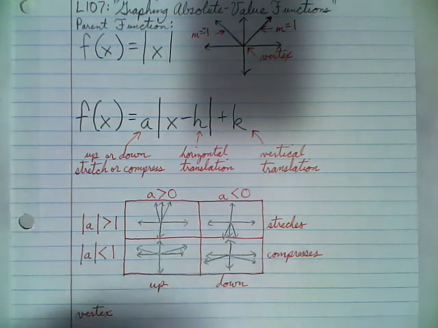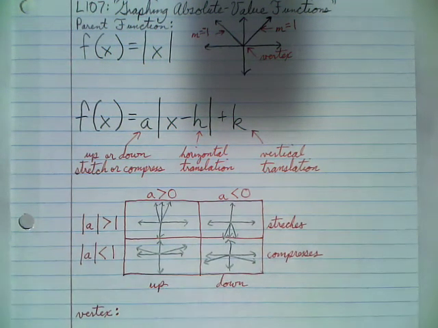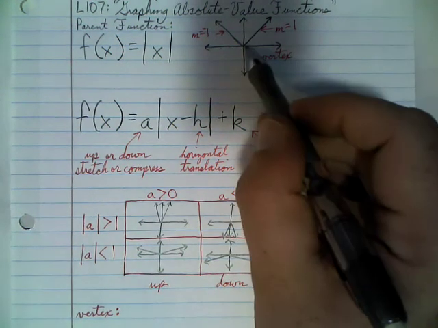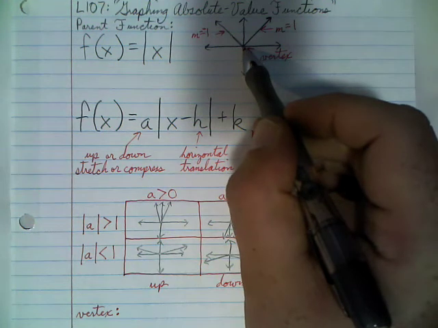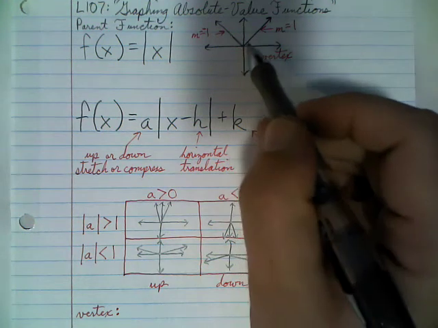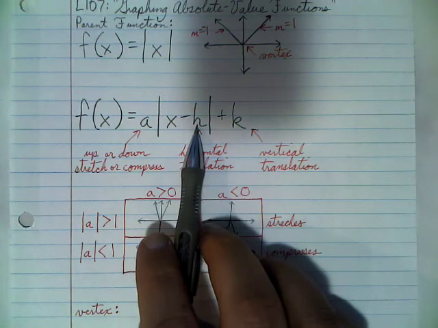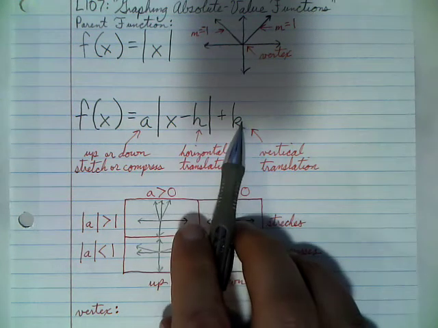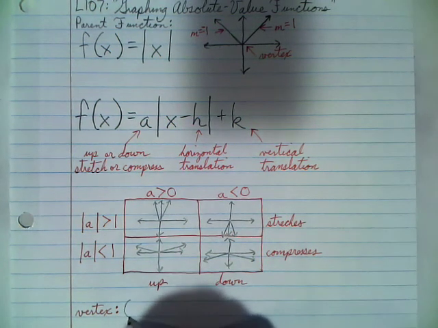The vertex of the parent function is up here at 0, 0. 0 is the distance of 0 away from itself. But here, if I slide h horizontally and k vertically, my vertex is going to do those as well, meaning that my vertex will now be at h, k.